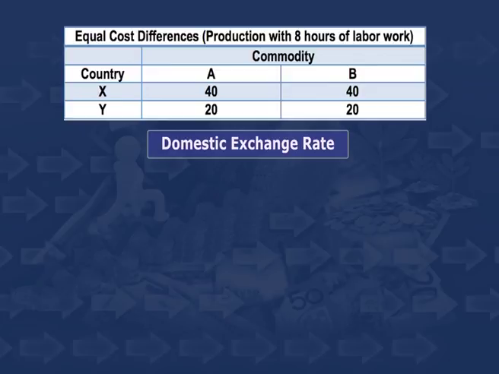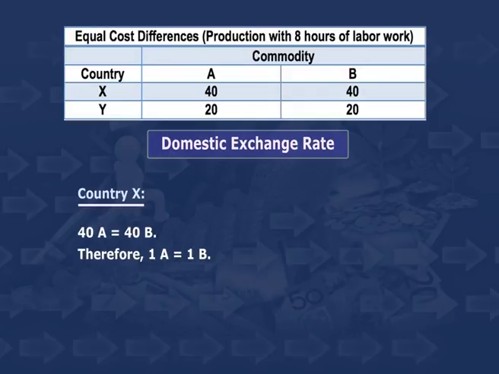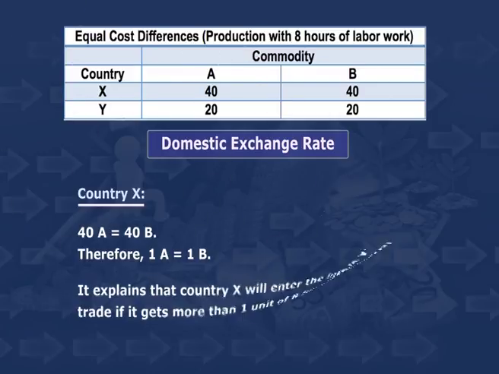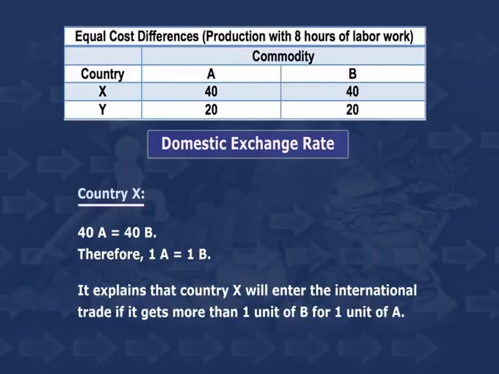Domestic exchange rate in country X will be 40 units of commodity A equivalent to 40 units of commodity B. Therefore, in country X, 1 unit of commodity A will be equivalent to 1 unit of commodity B. It explains that country X will enter the international trade only if it gets more than 1 unit of commodity B for 1 unit of commodity A.